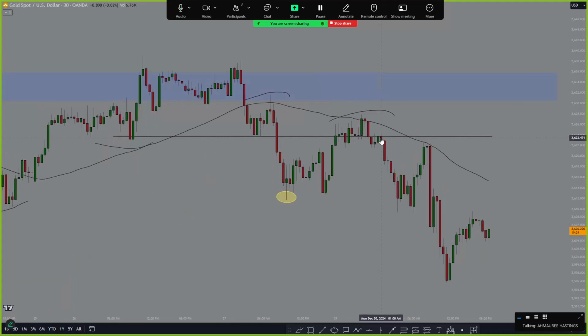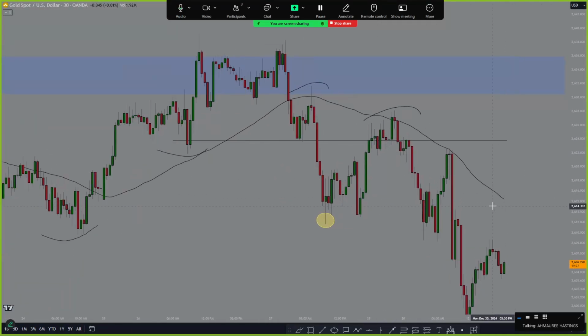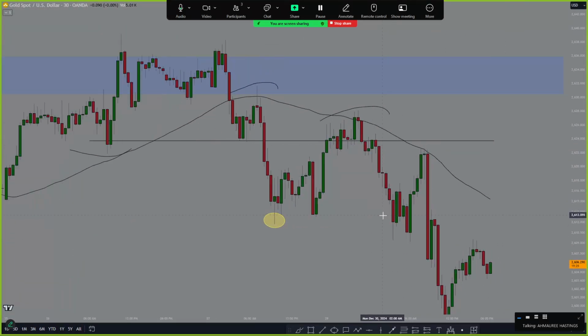You get down to that 30-minute. Look at this. Look how this is all aligned. You see what I mean? You got the moving average doing the same thing on the 30-minute that it's doing on the 1-hour. And we're rejecting the moving average and what we have right here, a bearish variation.